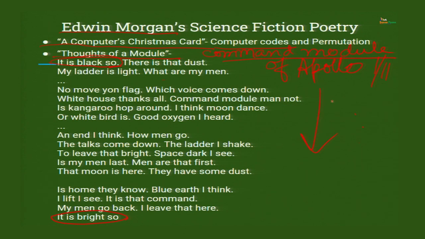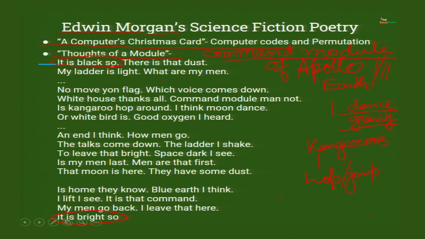It is a journey of a spacecraft from Earth to the moon. The spacecraft, the command module, is also watching the astronauts climbing down the ladder and landing on the surface of the moon. After the astronauts have landed, they are doing a sort of dance which does not have much impact of gravity. So the command module thinks them to be dancing like kangaroos, because kangaroos hop or jump very high.